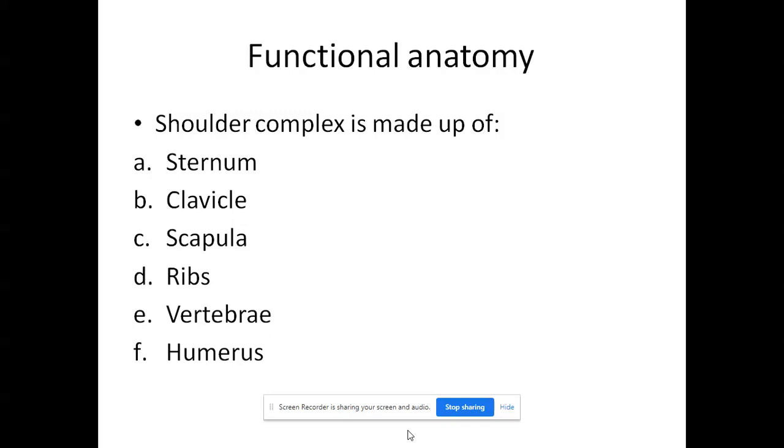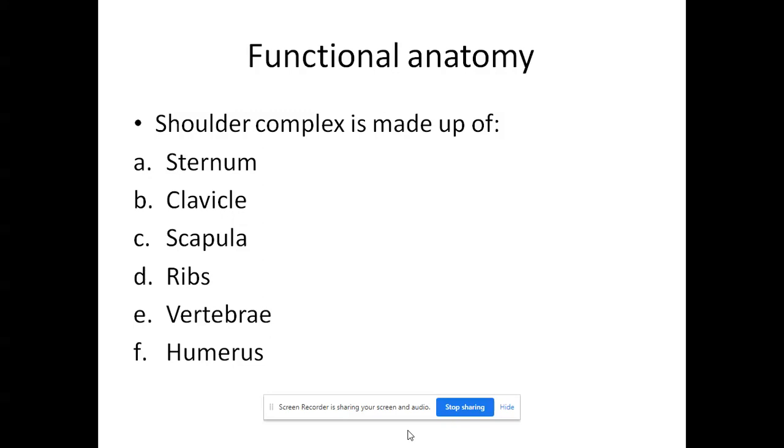When we are talking about functional anatomy, shoulder complex, it is a complex, it is not a mere joint. That means a joint needs two bones to form a joint. When two bones come close together, they form a joint. But a complex consists not only of two bones, a little more than that. Let's look into what the shoulder complex is made up of.